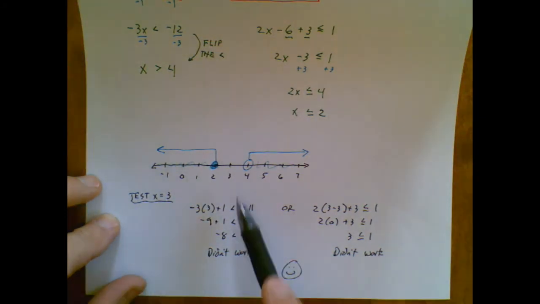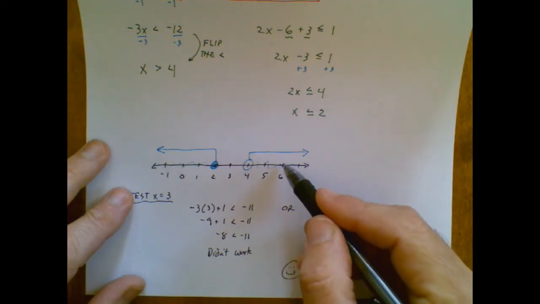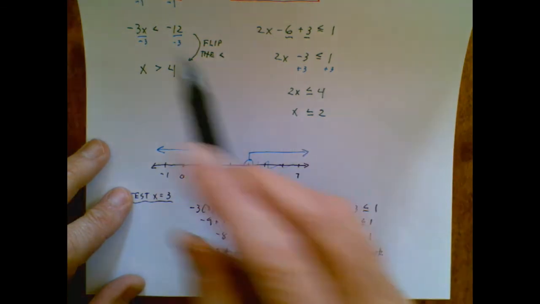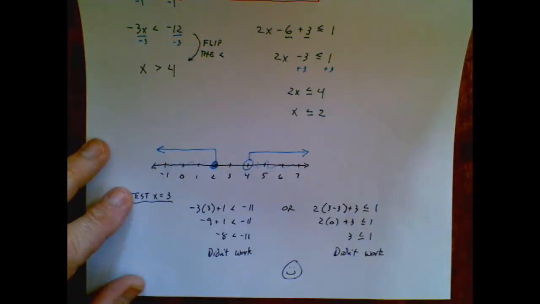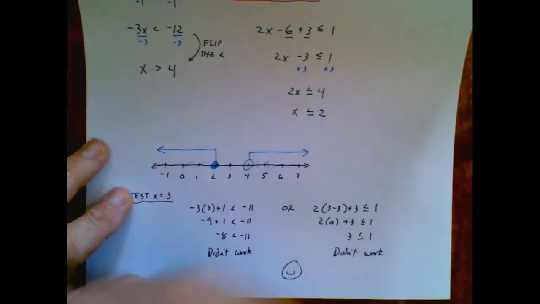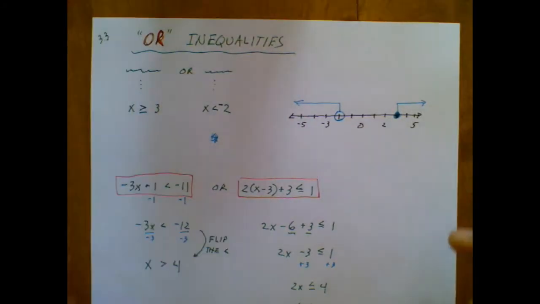That's why I know that that's a good sign. If I selected, say, a 6, that's from the shaded region, it's going to work in one or the other. If I selected a 0, it's going to work in one or the other. So not a lot new here other than you're graphing both of them, and you have this unusual thing where you're given two inequalities instead of one.